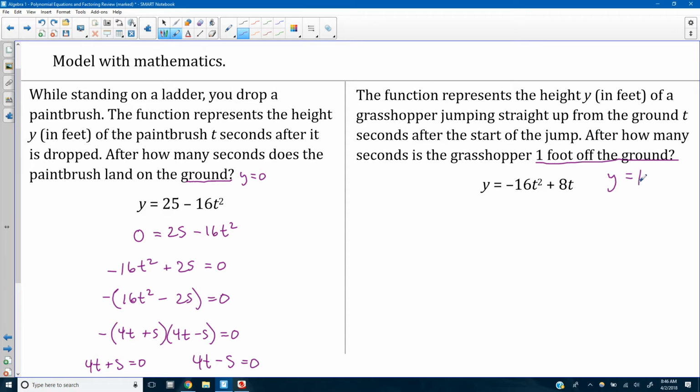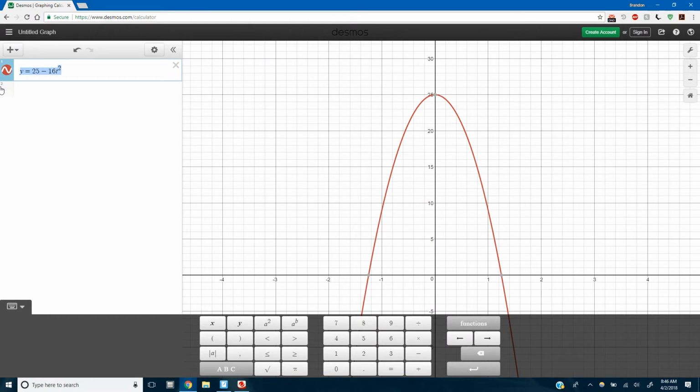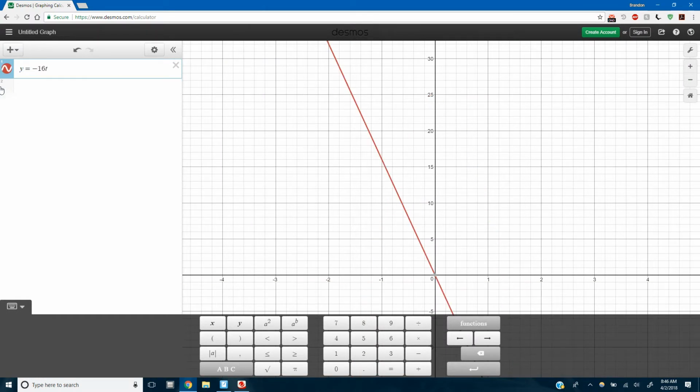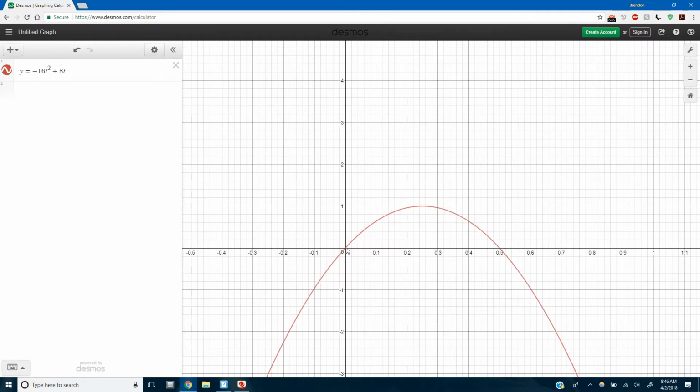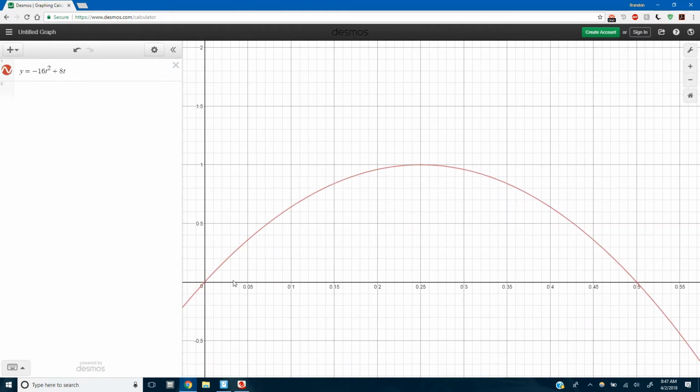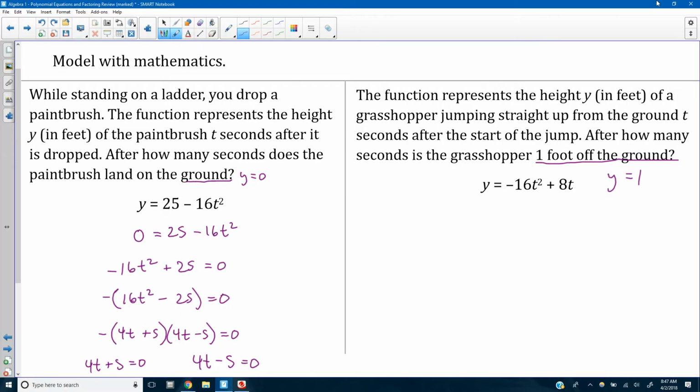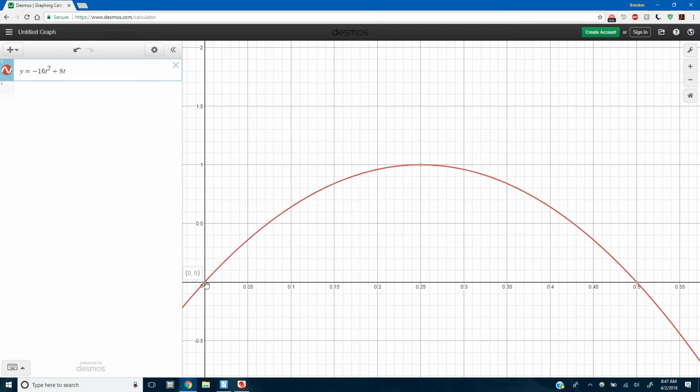And to show you this on Desmos, of course, what this is going to look like, negative 16t squared plus 8t. Here's our young grasshopper. It's jumping. Now, by the way, the grasshopper's not jumping forward. This is time advancing. The grasshopper is jumping straight up, but this is time that's moving. Let me make sure I wrote the problem correctly. Yes, I did. This is when it starts its jump on the ground. This is when it lands on the ground.